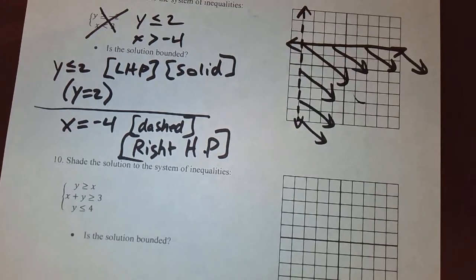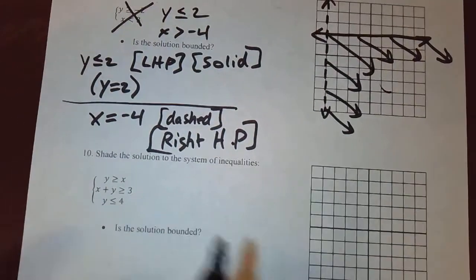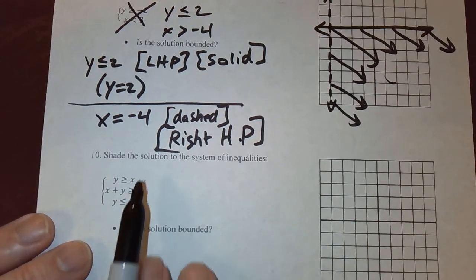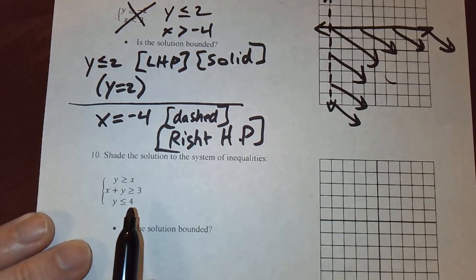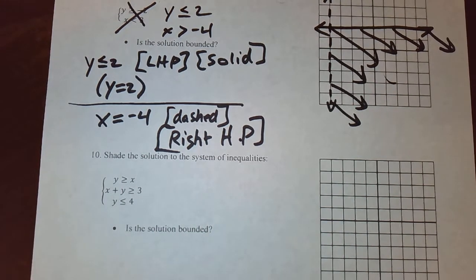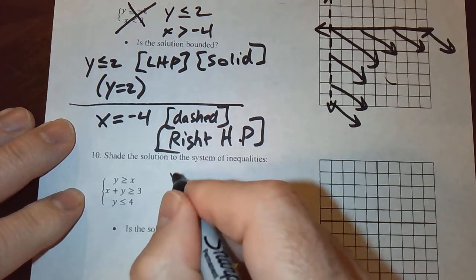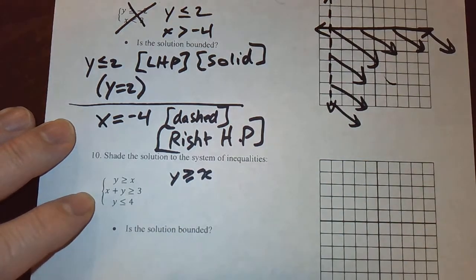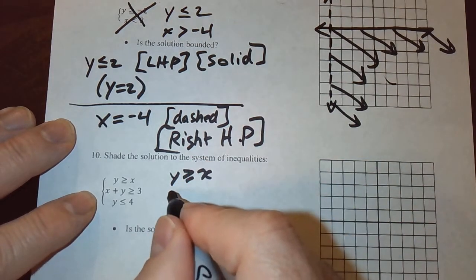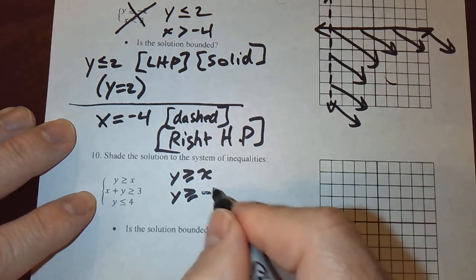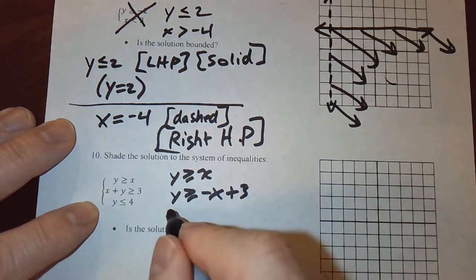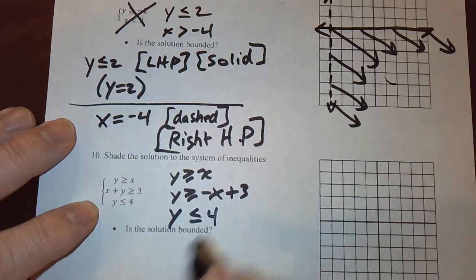All right, let's look at number 10. This is the first one where we're dealing with 3 inequalities, other than the fact that we did a couple of problems where we had x greater than or equal to 0, y greater than or equal to 0, which meant we were using quadrant 1 only. This is not the case for this. So let's get all of these written in the correct form. The first one already is. The second would be y greater than or equal to -x plus 3. And the third one would be y less than or equal to 4.